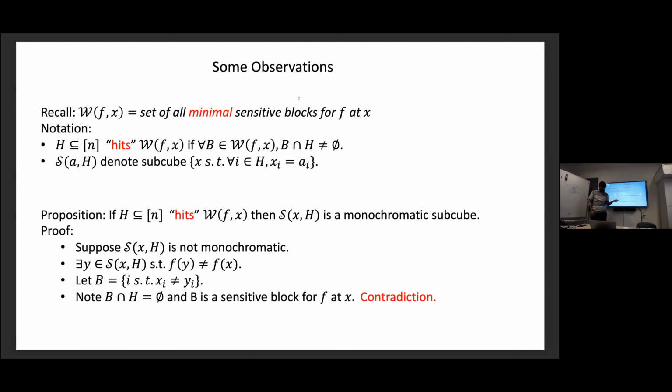Essentially, what this says is that if for an input you create a hitting set, by hitting set I mean you hit all the sensitive blocks at that input, then that will give us a monochromatic subcube containing that input.